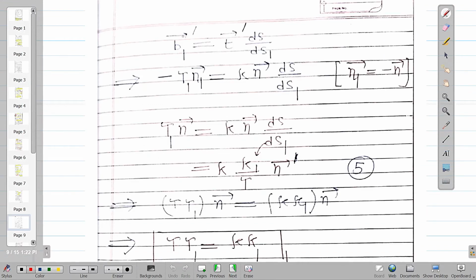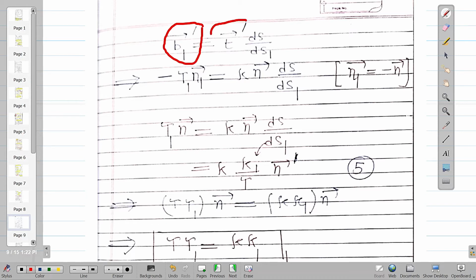So differentiate again. Our next step is to differentiate this term. Using the same method, b1 dash is equal to t dash into ds by ds1, because we differentiate through s. Now, what is the value of b1 dash? Clear?